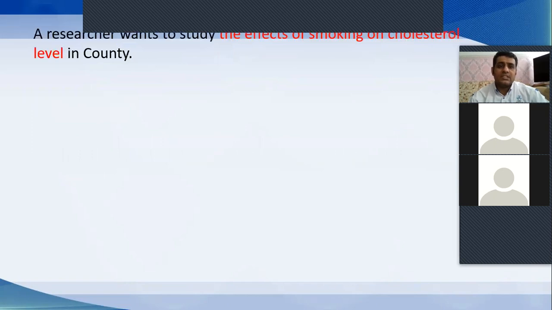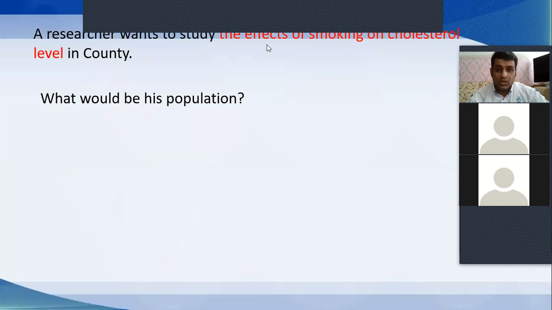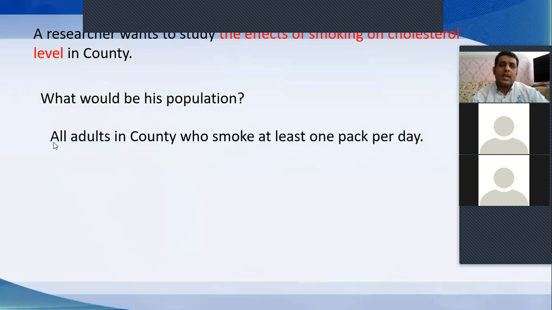Then the next one is a researcher example. A researcher wants to study the effect of smoking on cholesterol in a country. If one researcher wanted to find out the effect of smoking on cholesterol in a country, how will he do it? What would be his population? Who are the participants? So all the smokers are the population of this study, that is, all adults in the country who smoke at least 1 pack per day. So all the smokers can be the population.